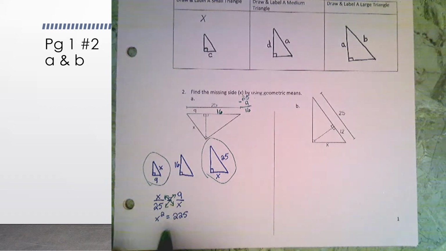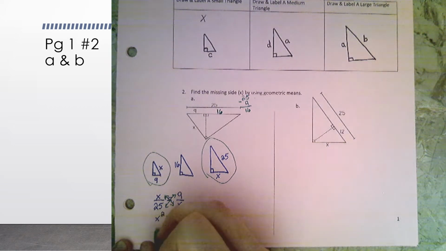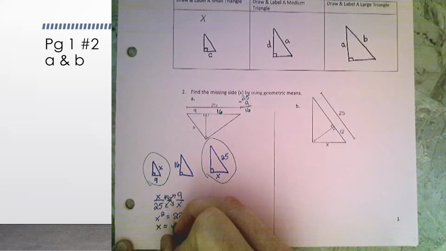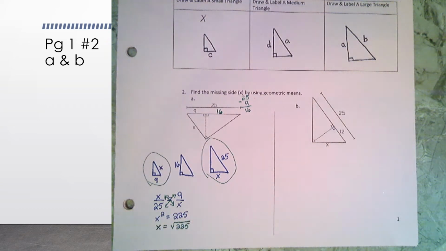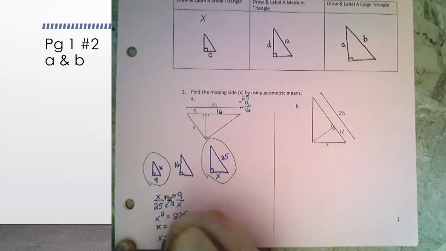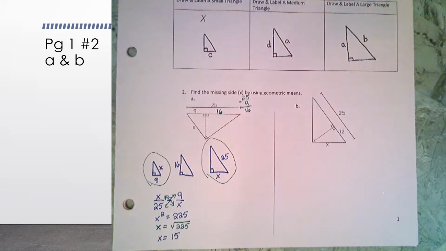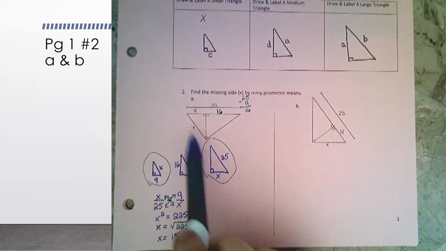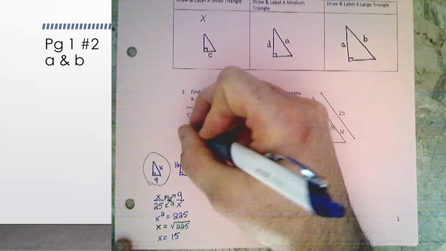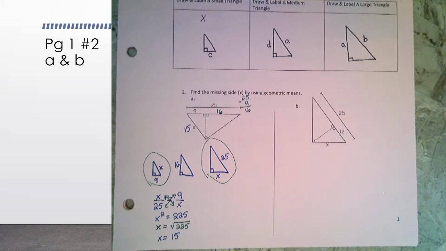Now, I can't have the squared with the x, so I'm going to try to get rid of it. And the way you do that is by finding the square root. So x equals the square root of 225. And when I do that, I can put that in my calculator, and I would get x equals 15. So in this case, the variable x would be 15. All right, so that was the first one here, part A.